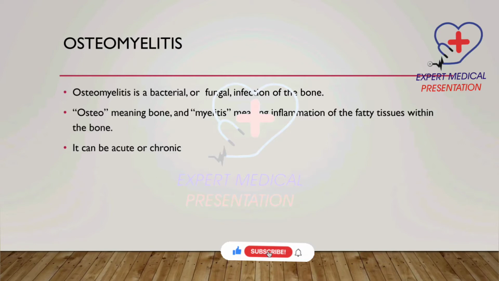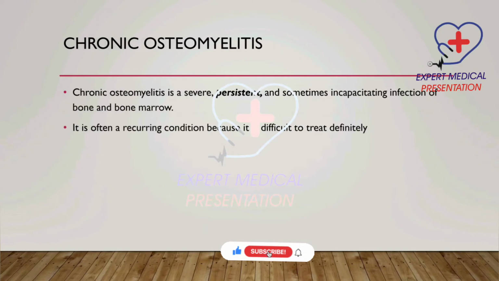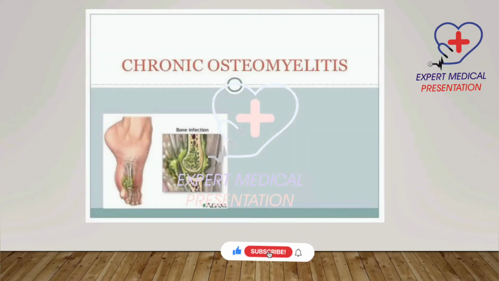Osteomyelitis. Osteomyelitis is a bacterial or fungal infection of the bone. Osteo meaning bone, and myelitis meaning inflammation of the fatty tissues within the bone. It can be acute or chronic. Chronic osteomyelitis is a severe, persistent, and sometimes incapacitating infection of bone and bone marrow. It is often a recurring condition because it is difficult to treat definitively.